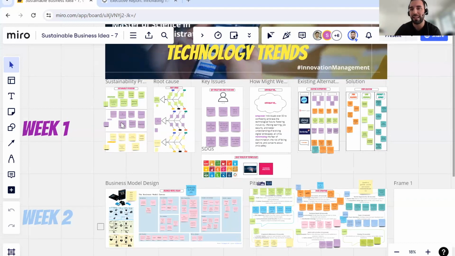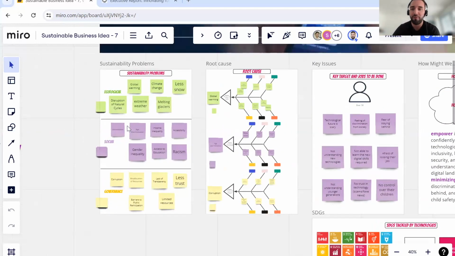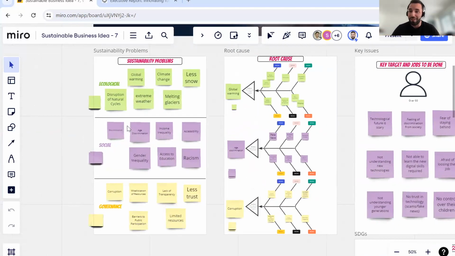To give an example, in a course on technology trends, we started from problems, as always in entrepreneurship. You start with what the problems are, but which kind of problem? Well, sustainability issues. So we provided some framework on the ESG level, so every one of our students knows that there are many sustainability issues in the world.